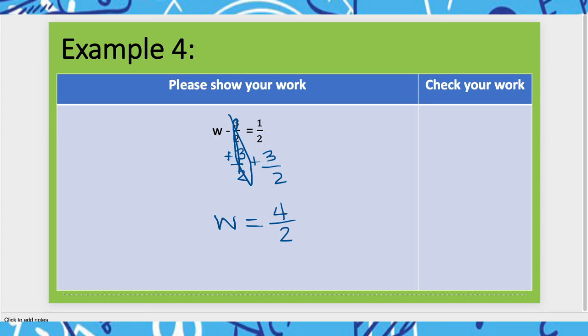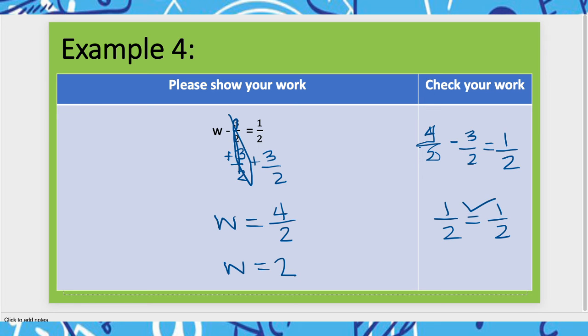4/2 can be reduced, or simplified, I guess I should say, because it's an improper fraction. 4 divided by 2 is 2. So w should equal 2. Let's plug it back in to make sure. When I plug it back in, I'm actually going to plug it back in as an improper fraction. 4/2 minus 3/2 is 1/2. So it does check.